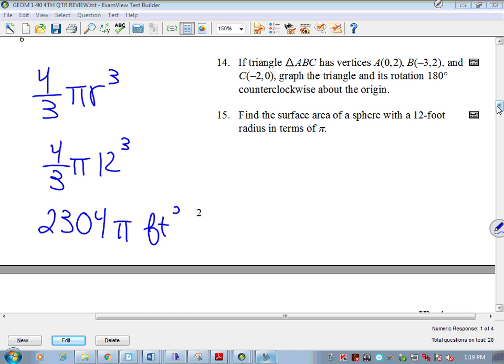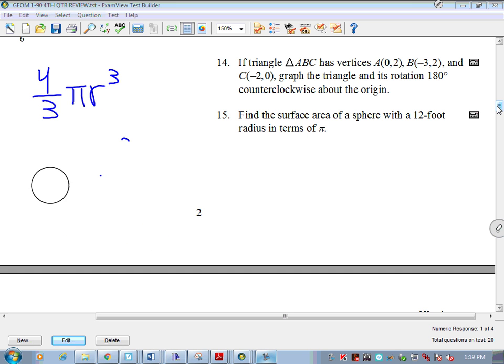feet cubed. Cubic feet. Is that the answer? No. Is 2,304 just 12 cubed? It's 4 pi r squared. Oh, you're right. I'll tell you, because I said volume. You gave me the volume based upon the question, but that's not the formula we need to solve this question. We need 4 pi r squared.